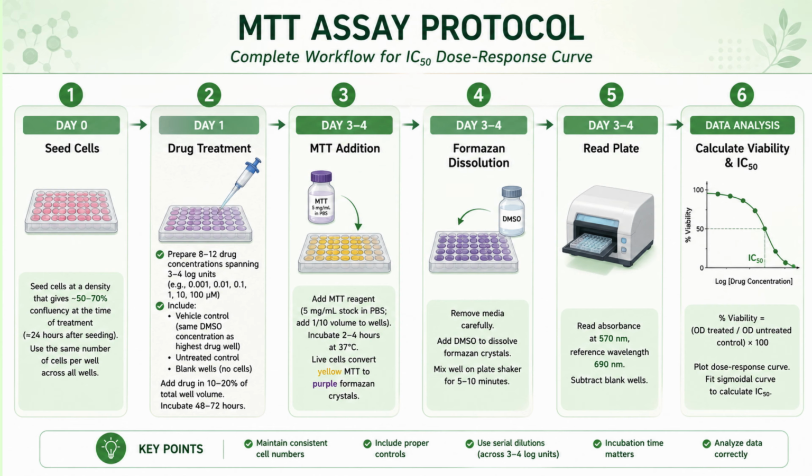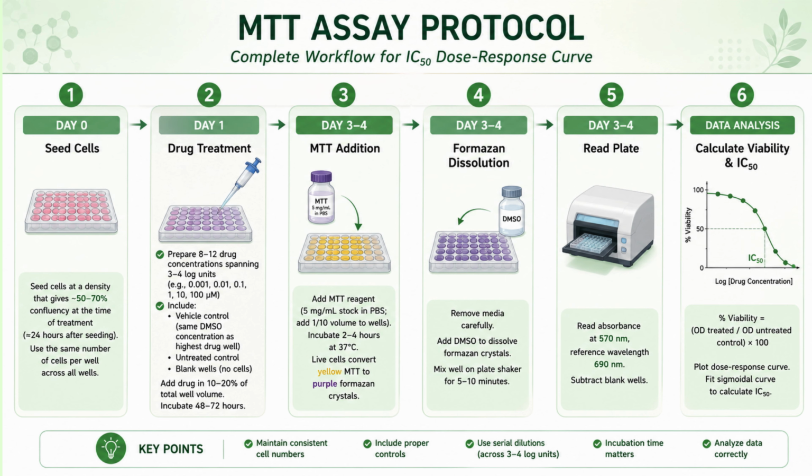Day 3 to 4, MTT addition. Add MTT reagent, 5 mg per milliliter stock in PBS. Add 1/10 volume to wells. Incubate 2 to 4 hours at 37 degrees Celsius. Live cells convert yellow MTT to purple formazan crystals.